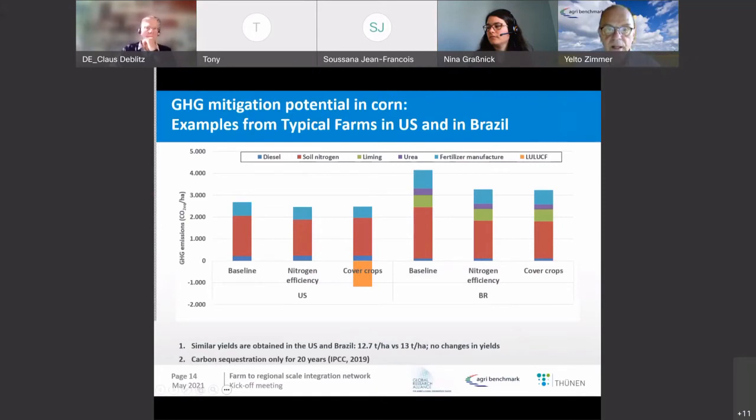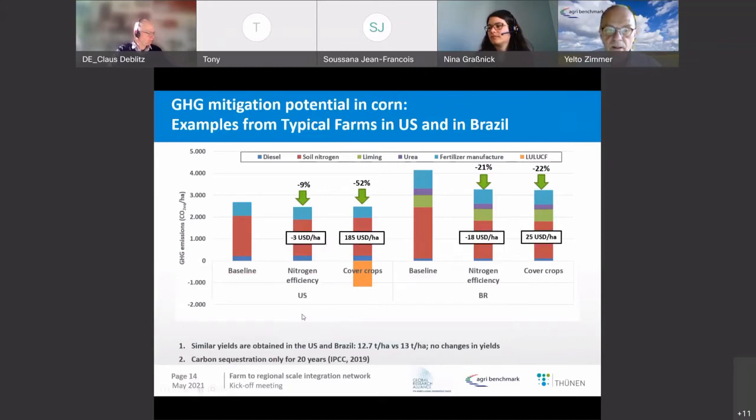And what you can see, Nina, if you click once more, please. This is the reduction of greenhouse gas emissions that these different options can achieve. And if you click once more, please. These are the associated costs. What I would like to highlight here is that we have two measures which create negative cost, which means that in principle, these options to reduce greenhouse gases are at the same time also improving the overall efficiency of the production.